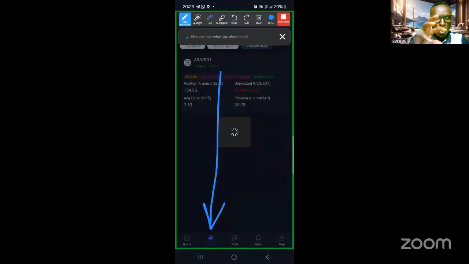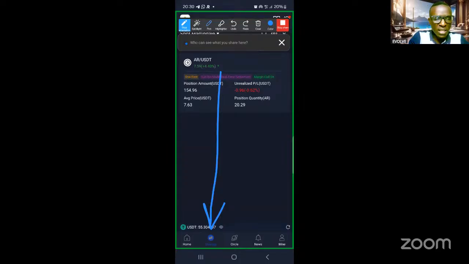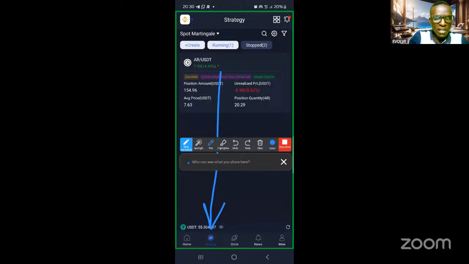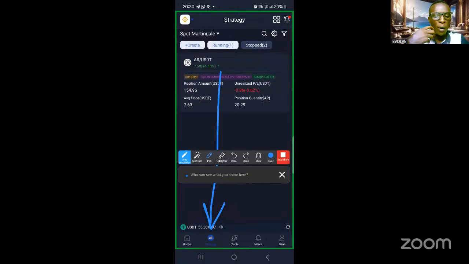Royalq shows you how many coins are trading, which coins you are trading. When you tap on strategy, you are looking at which coins are already in the market trading. This is what we see on this page. It is also this page where we get to enter the market from. When you tap here on create, you are simply entering the market.